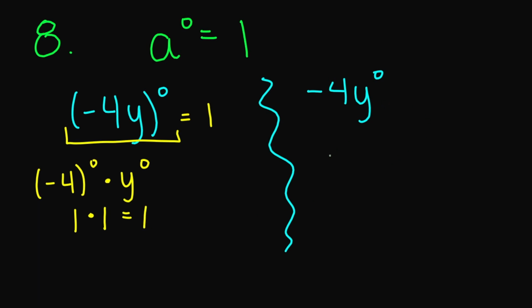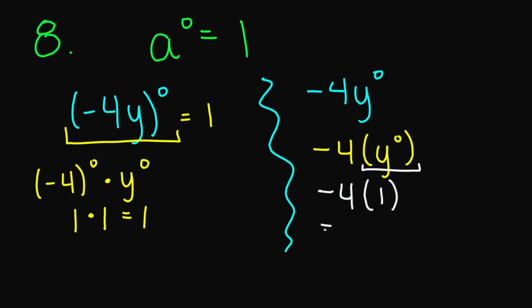Let's come on this side. Notice I do not have parentheses. The only thing that's raised to the 0 power is the y. So this is going to be -4 times y to the 0 power. And y to the 0 power is 1, and your answer is going to be -4 because you have -4 times 1.